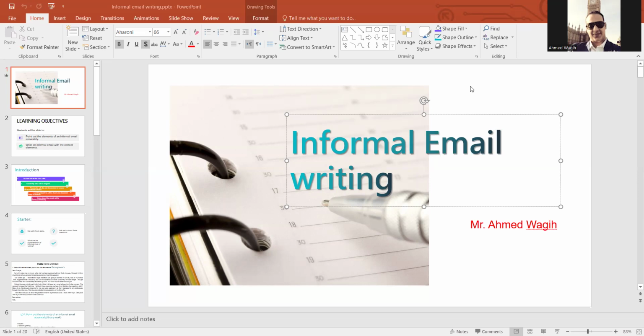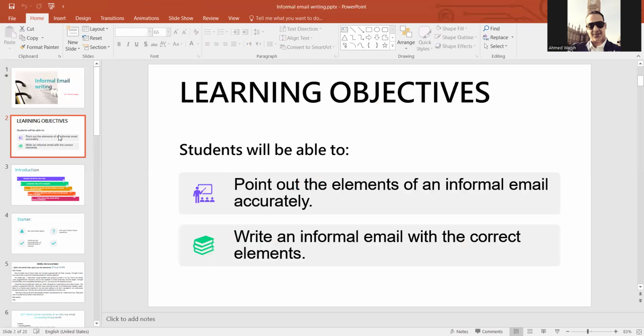So today we're talking about informal email writing. We've done it before, but we need to keep practicing for our external exams and also our final exams. So let's start talking about informal emails. The objective of this lesson is for writing, of course: to point out the elements of an informal email accurately and write an informal email with the correct elements.